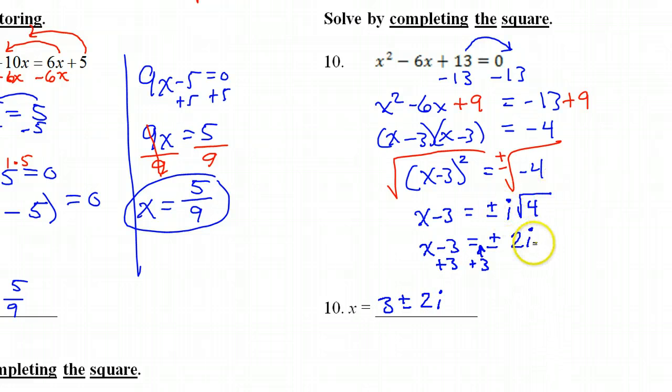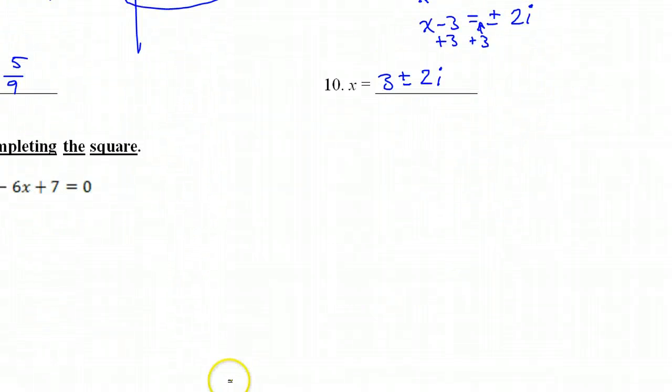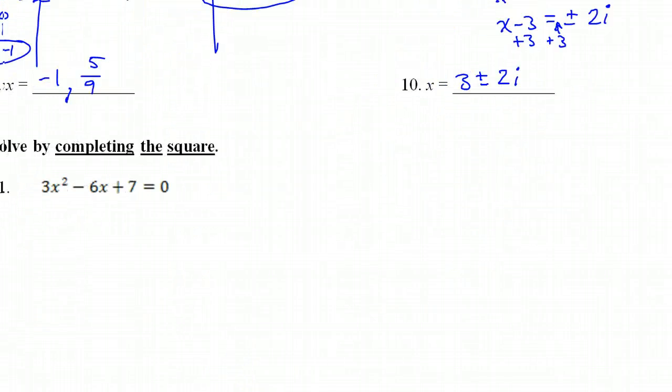A lot of kids left off the i, and then they wanted to do 3 plus 2 and get 5, maybe, or 3 minus 2 and get 1. So if you got 5 and 1, then you forgot about the i. So don't forget, if it's negative under the radical, that comes out as an i, and that i is not going anywhere. So that was number 10. Alright, last one.